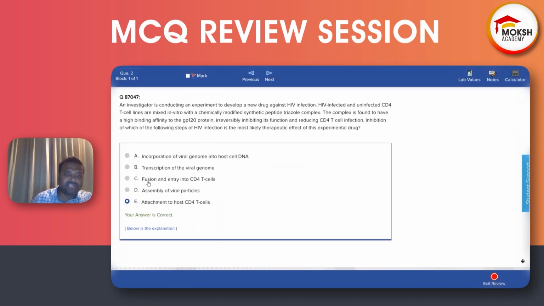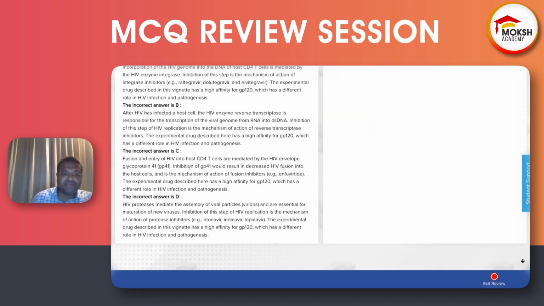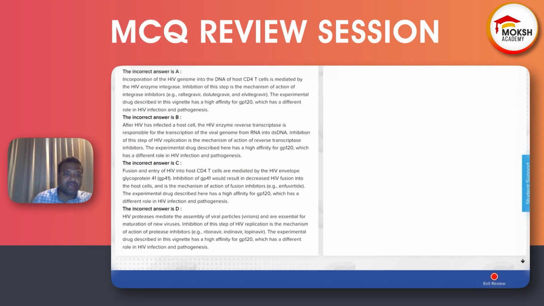Now, which drug is responsible for fusion and entry into the CD4 T cell? I said two drugs: maraviroc inhibits attachment of the virus to the host cell, and enfuvirtide is the drug which inhibits this process. Option C: the fusion and entry of HIV into the CD4 T cell are mediated by the HIV enveloped glycoprotein GP41. Inhibition of GP41 would result in decreased HIV fusion into the host cell and is the mechanism of action of fusion inhibitors like enfuvirtide. Keep it in mind, this is an important question, correlating pharmacology. The experimental drug, this is not the answer.